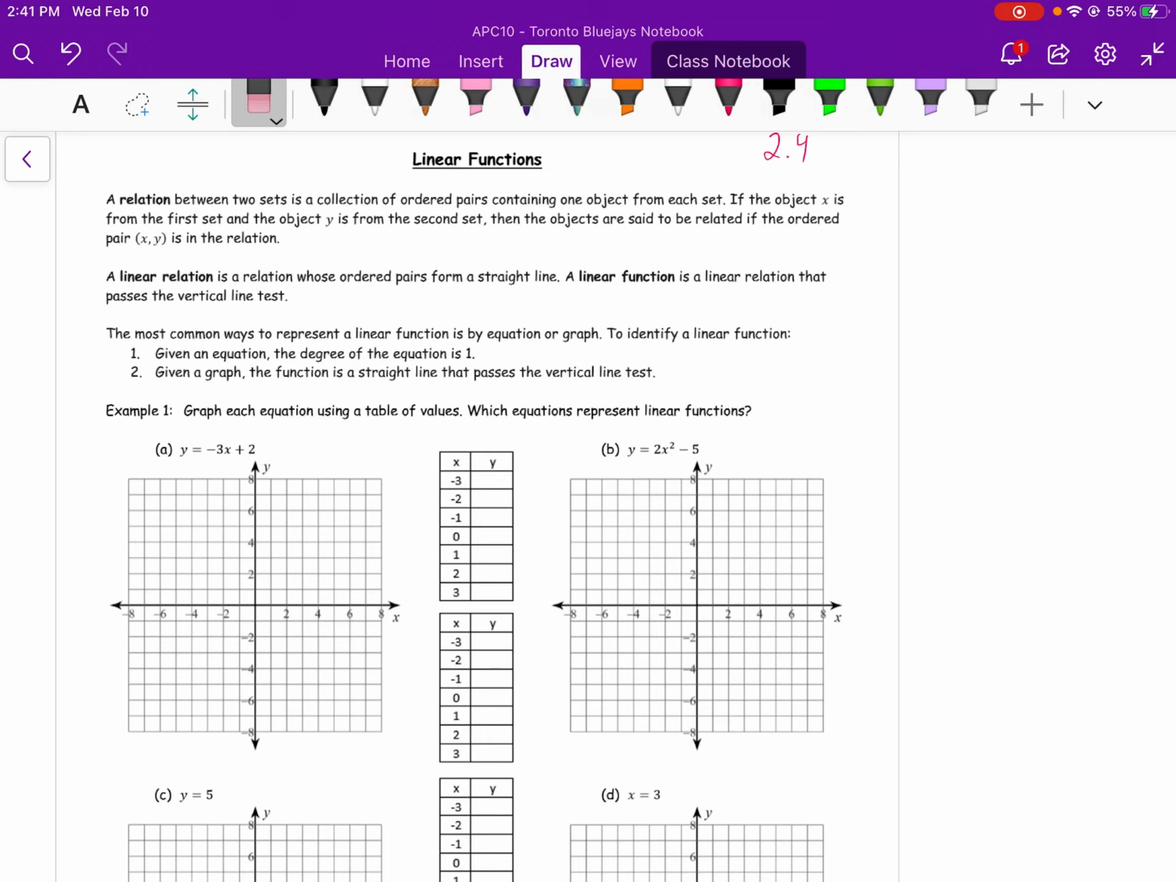A linear relation is a relation whose ordered pairs form a straight line. You have experience with linear relations in grade 9. A linear function is a linear relation that passes the vertical line test. The most common ways to represent a linear function are either through a graph or an equation. So we are going to talk right now about a linear function.